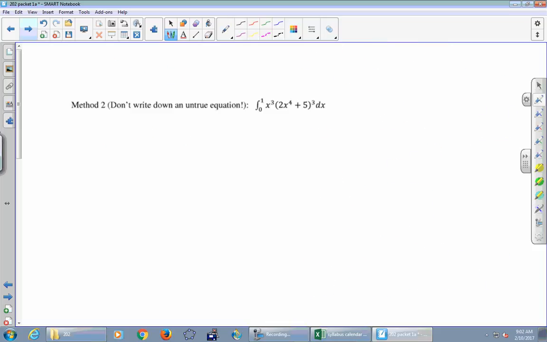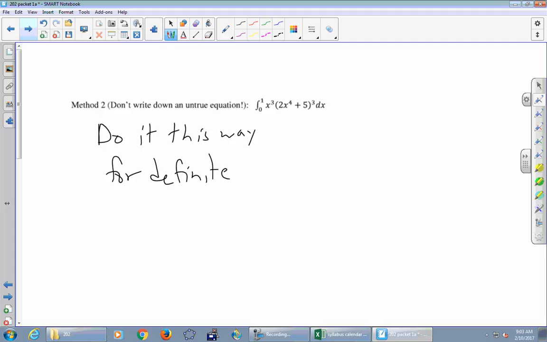So let's try this guy one more time. We're going to do it the not lying way. So do it this way for definite integrals. Okay, we're not going to do the entire method again. It's quite similar to the steps that we followed, just one little twist at the end. So we're going to fast forward to the end of this problem.